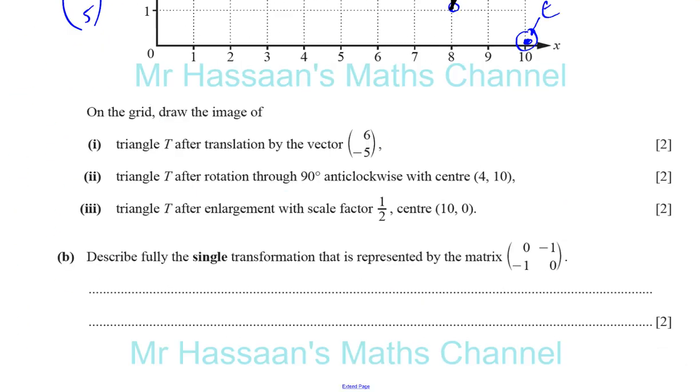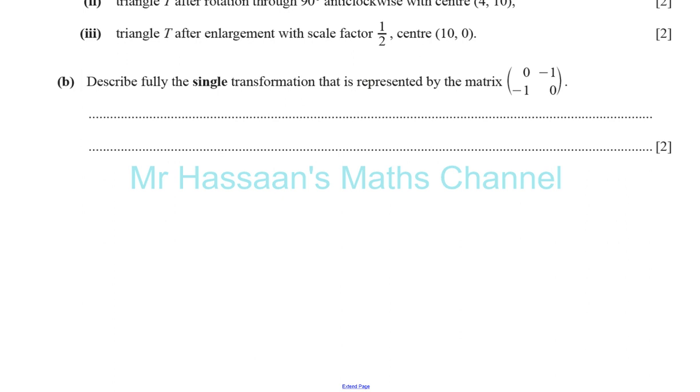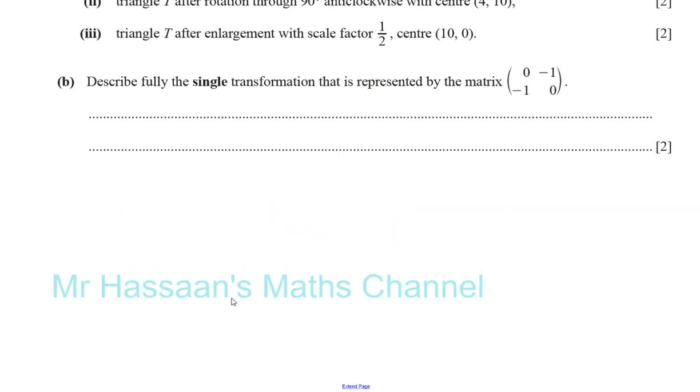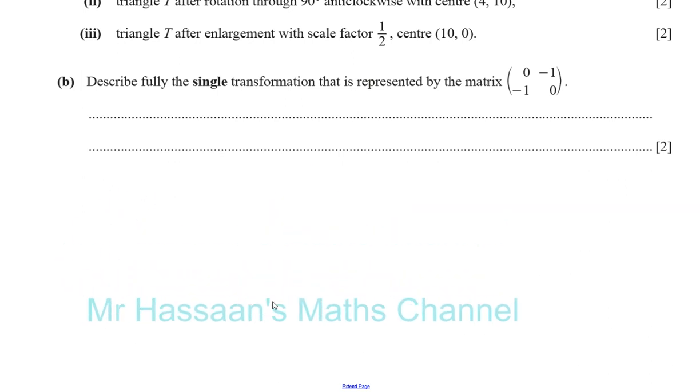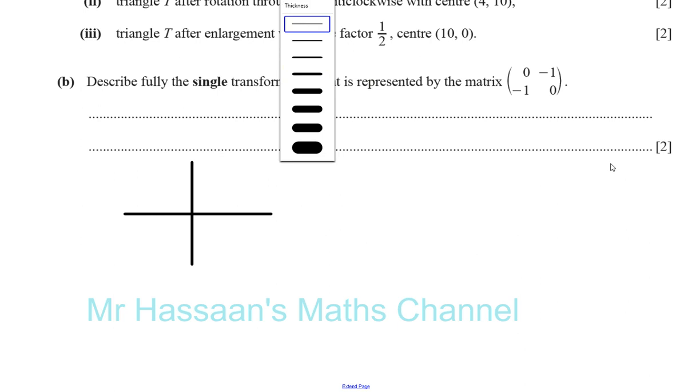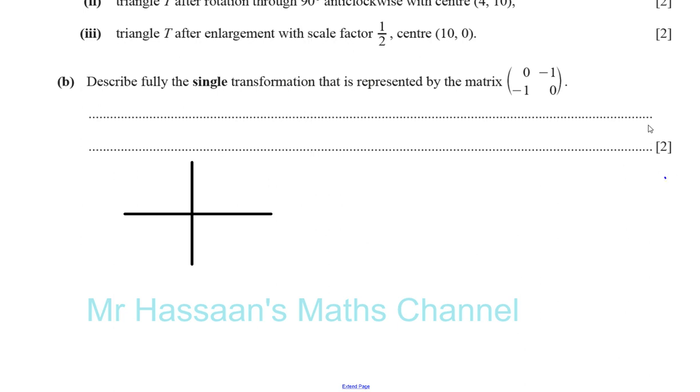Part B I'll do now because it's a very short little question. Describe fully the single transformation that is represented by this matrix. Some people actually memorize these matrices. I hate memorizing things, especially things like this. Certain things are good to memorize, but when you can understand and not have to memorize, then it's better.